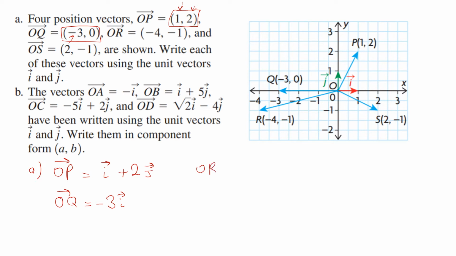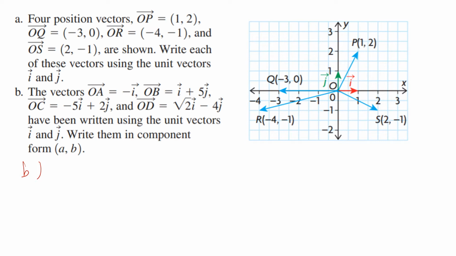Now we're passing on to OR, which I have a -4 and a -1. The x component given to me is -4, so that's going to be -4i. And don't forget the vector sign on top for those. And the y component is -1, so I'm going to have negative in between them, so -1j. But you don't really need to write that 1, so you can just do this. And for OS, I have 2 and -1, so I'm going to put that also. So that's just going to be 2i - j.